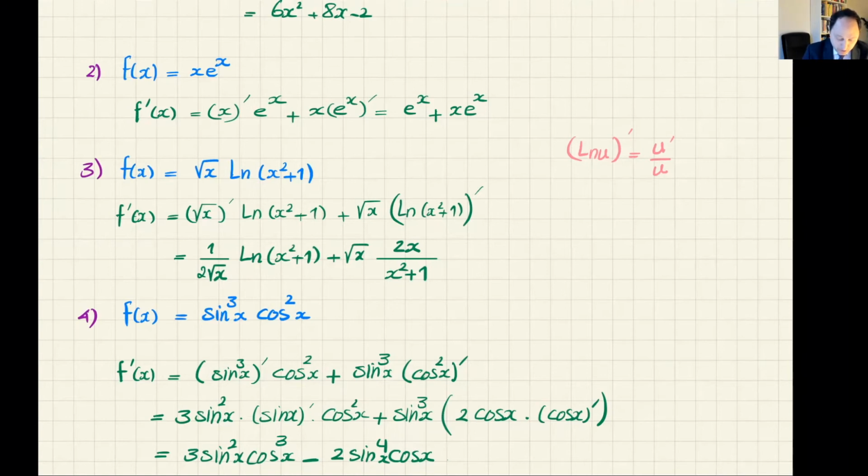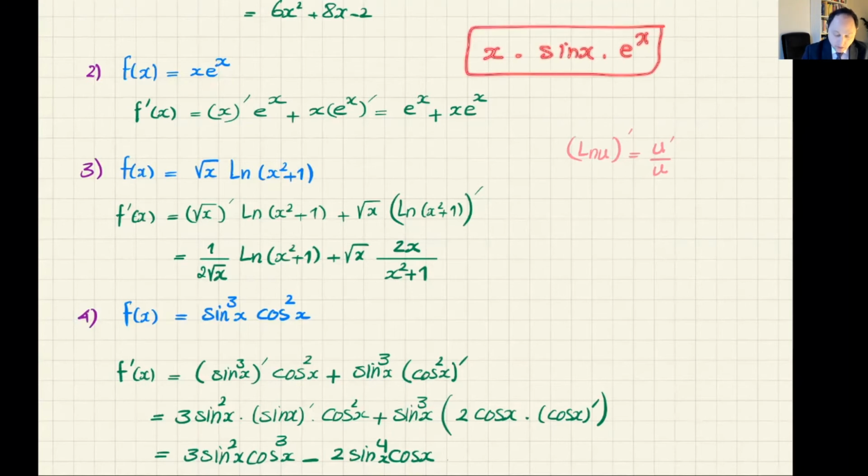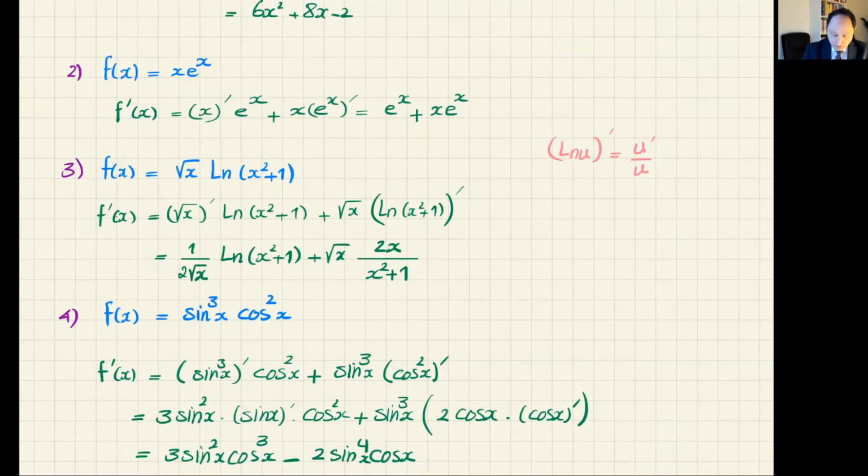For example, instead of having this function, I can have x times sine x times e to power x. It's a very natural question. How should I differentiate this one then? It's a product of three functions. But a product of three functions, according to associativity, can always be seen as the product of two functions if you combine two of them into one function. So let me just do it on the next page.